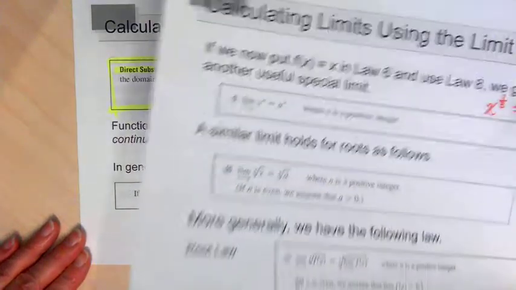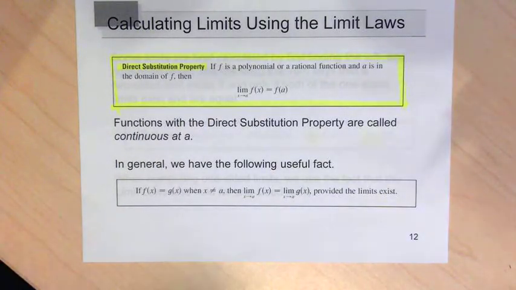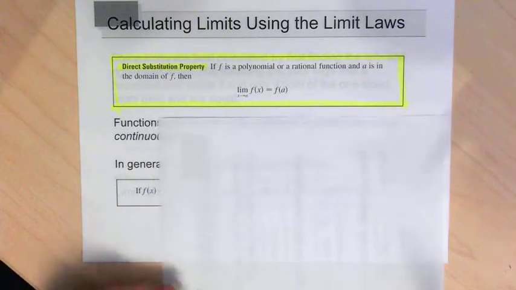Let's look at something new that's a property, not a limit law, but a property. And this direct substitution property is going to come in very handy when you're evaluating limits. If f is a polynomial or rational function, and a is in the domain of that function, then the limit of f of x as x approaches a is equal to f of a. I'll show you what that looks like.